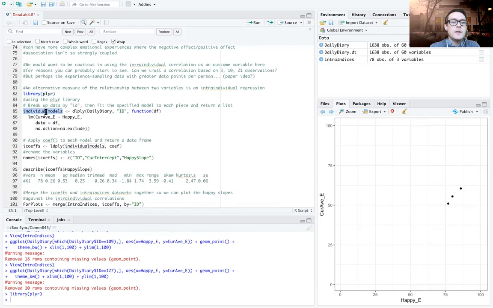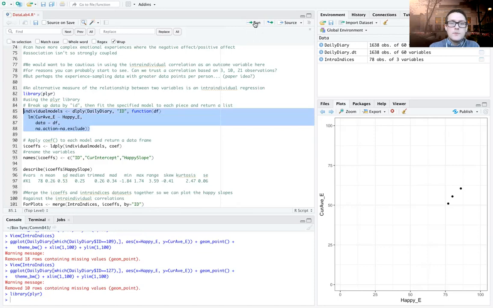I'm creating a data set called intra-individual models, where I'm taking my daily diary data, and for each ID, I am regressing. So lm is R's way of saying I want to do a regression on this data set that I pulled out here. And you can check out the lm function and also think about what R is going to do with missing data in your daily diary time series. But here I'm going to regress my curiosity variable on my happiness variable.